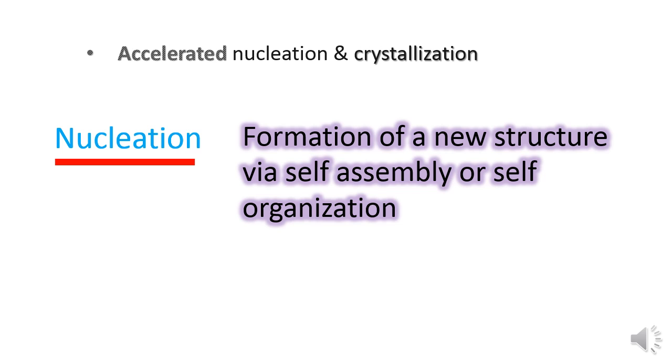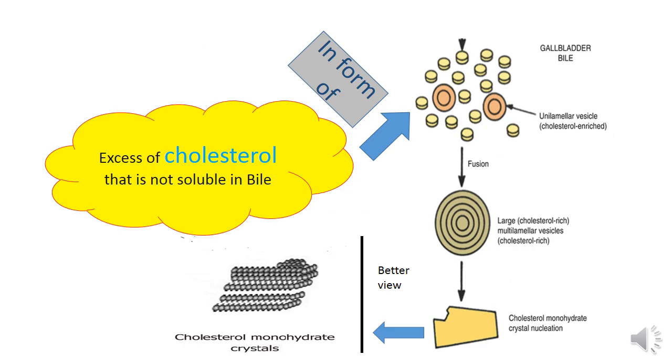Accelerated nucleation and crystallization. First of all, what is nucleation? Nucleation is the formation of a new structure through self-assembly or self-organization. So what is the new structure which is being formed here? The excess of cholesterol which we got from supersaturation is in the form of unilaminar cholesterol vesicles. These unilaminar cholesterol vesicles fuse to form multilaminar cholesterol vesicles which self-organize or nucleate to give cholesterol monohydrate crystals. So that was the process of nucleation and crystallization.